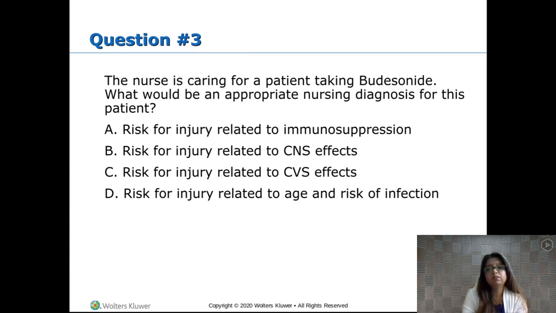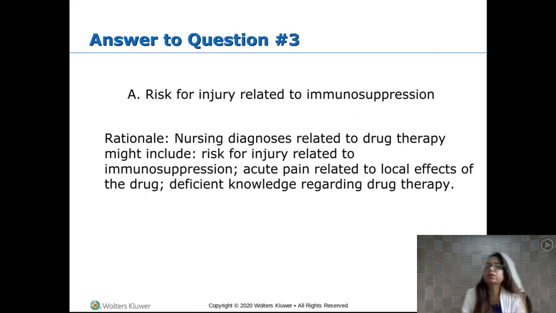A nurse is caring for a patient taking budesonide, right? What would be an appropriate nursing diagnosis for this patient? Risk for injury related to immunosuppression. So they're asking, do you know, is budesonide a steroid? Less CNS effects, CVS effects, or does it cause age-related infections? So it causes immunosuppression. Yes, all steroids cause immunosuppression and anti-inflammatory effects, and the third one is they will cause increased blood sugar levels. They increase the sugar levels.